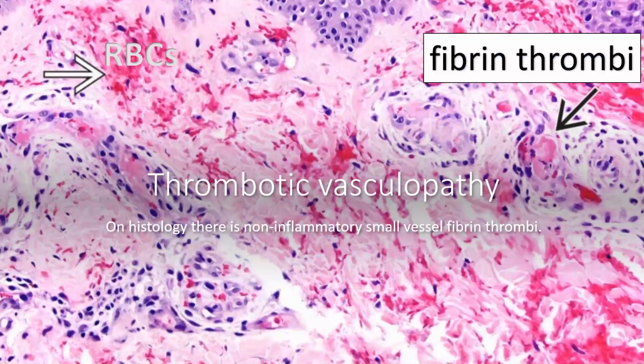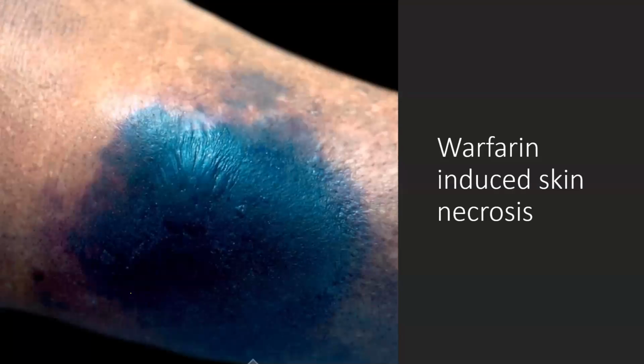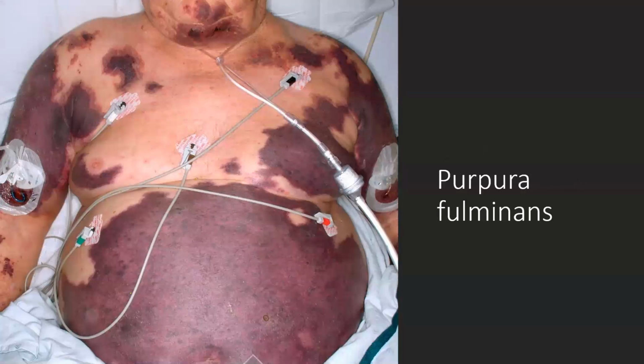vasculopathies. Here is a picture of what the histology will look like. So there will be a non-inflammatory small vessel fibrin thrombus. Examples include warfarin-induced skin necrosis, as well as purpura fulminans.